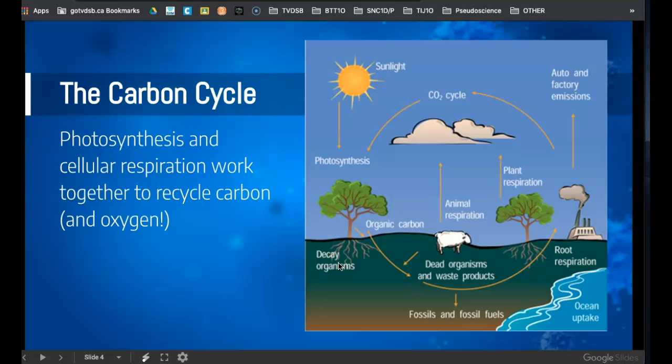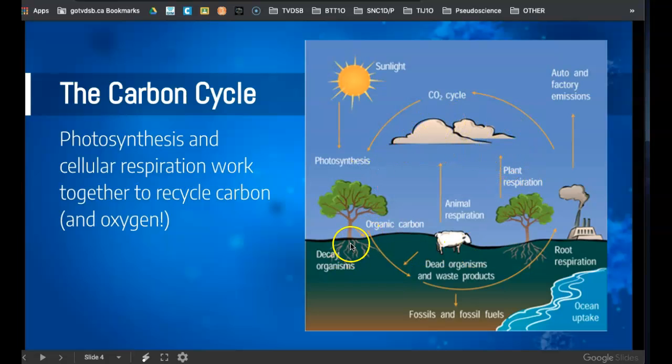start to rot, and that's the organisms, the decomposers, taking those plants and breaking them down into smaller particles, and then those nutrients end up in the soil, which can then be taken up by another plant, and then that plant can grow, and that plant will respire, and that will release carbon dioxide into the atmosphere, and then we cycle again.